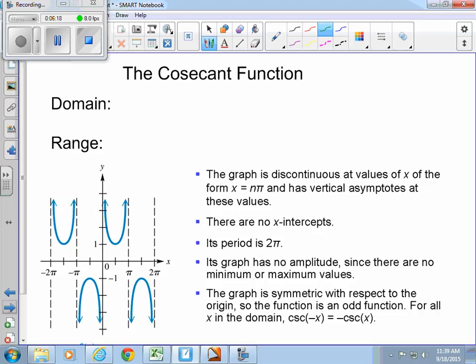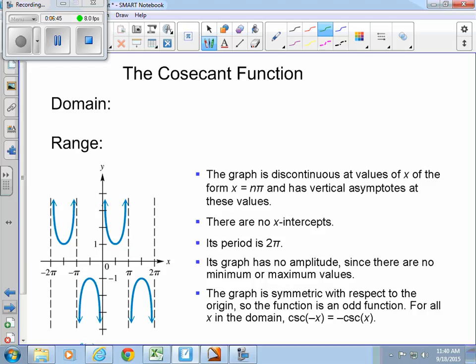There are no x-intercepts. So if you ever have a unit circle type quiz again, and it asks you for a cosecant value, is the answer ever 0? No, it's never 0 across the x-axis. A few of you did unit circle quizzes, and I looked at it, with cosecant's not 0, I didn't even have to think about it. Now you know why. I know cosecant's not 0 because the graph does not cross the x-axis.